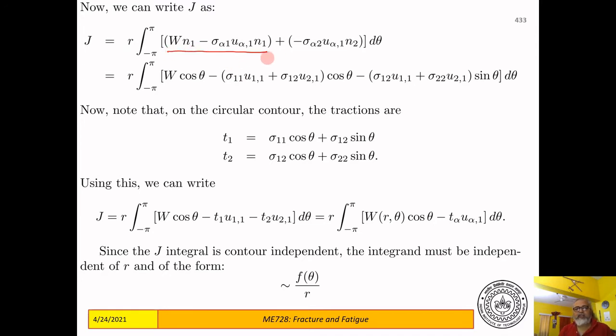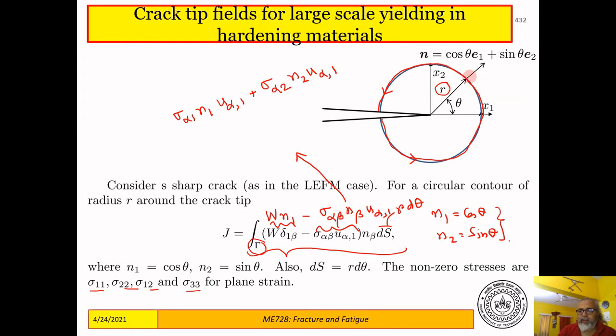The n1 terms together. So n1 is cos theta. So this term expands to sigma 11 u 1 comma 1, sigma 12 u 2 comma 1, and this term expands into this. n2 is sine theta, n1 is cos theta. So this is what you have. Now on the circular contour, the traction, remember, T1 is sigma 11 n1 plus sigma 12 n2.